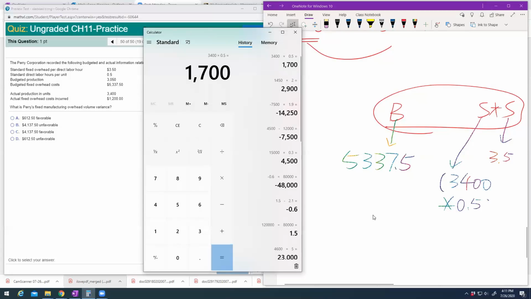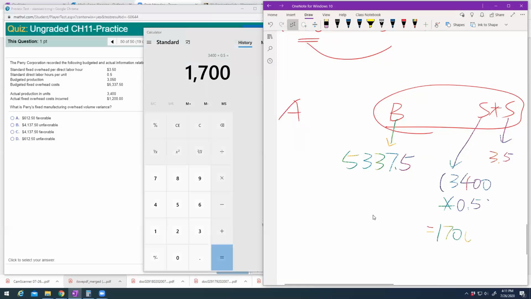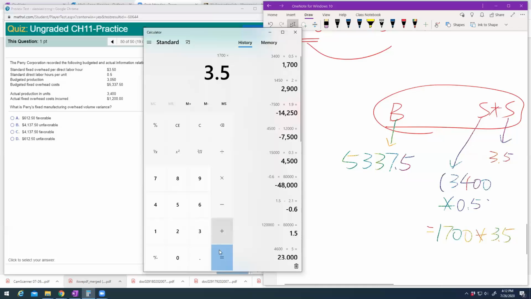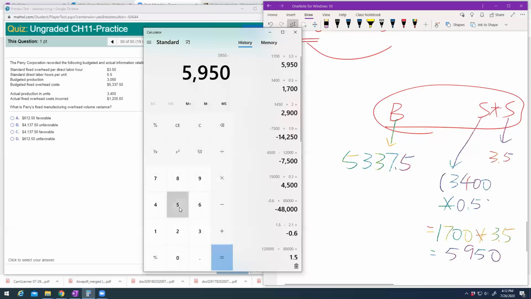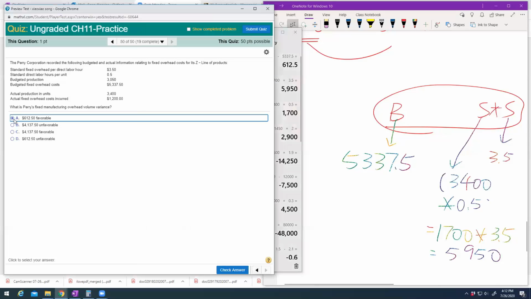So we should use 1,700 direct labor hours. Each one is 3.5, so 1,700 times 3.5. We get the number 5,950. Okay, 5,950 minus 5,337.5. We got the variance of 612.5. Your left cost is lower than your right, so you will have a favorable because this is cost. So you got the answer of A.